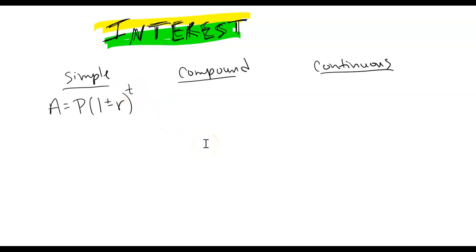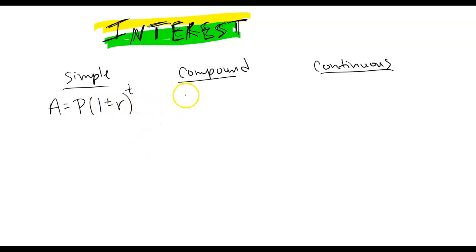So the reason there's a plus or minus here is because you could be earning interest, in which case you would add that, or you could be paying interest, in which case you would subtract it, right? So it's whether your interest rate is increasing or decreasing, or your money's increasing or decreasing. So that's kind of why there's a plus or minus.